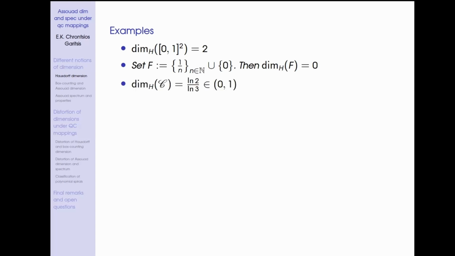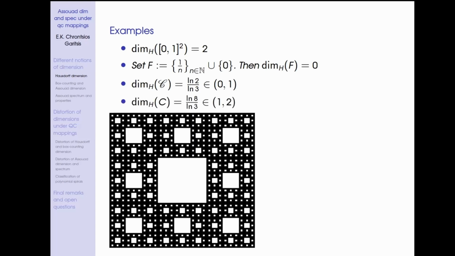The Cantor set is usually the first fractal people see when they take a real analysis course, for example. It is a set with Hausdorff dimension ln 2 over ln 3, which is between 0 and 1. So it's not quite just a bunch of points, 0-dimensional, but it doesn't quite have length. And the Sierpinski carpet is a similar fractal in R^2. It has Hausdorff dimension ln 8 over ln 3, strictly between 1 and 2.